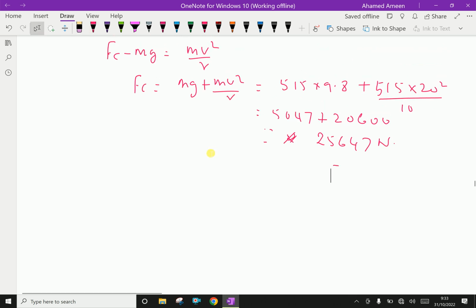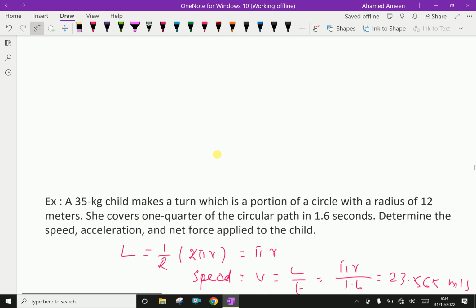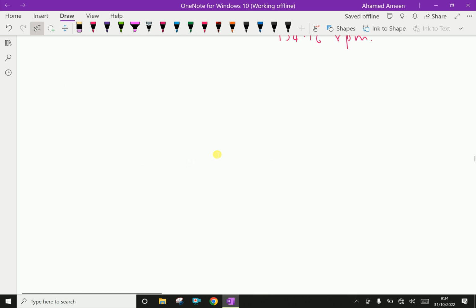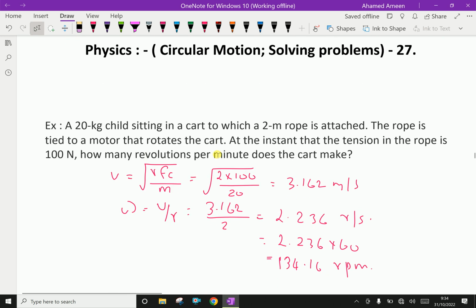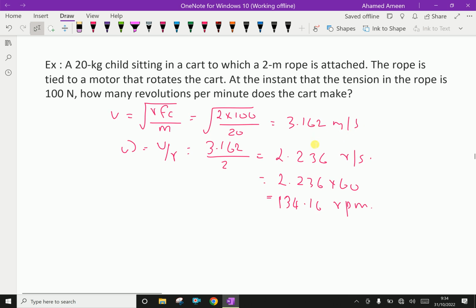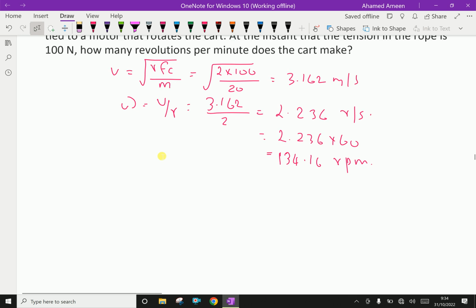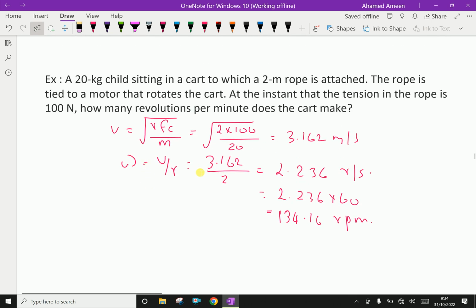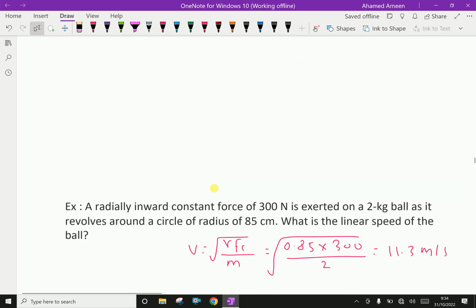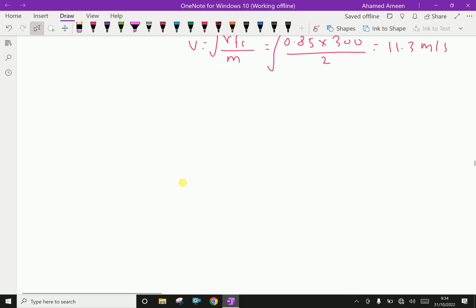So we have done all problems. Look at this. The first one, here v equals root of R Fc by m. Using that we calculate the velocity in meter per second. From that, omega, the circular speed, we found as v by r. Next question, v equals root of R Fc by m, used directly.